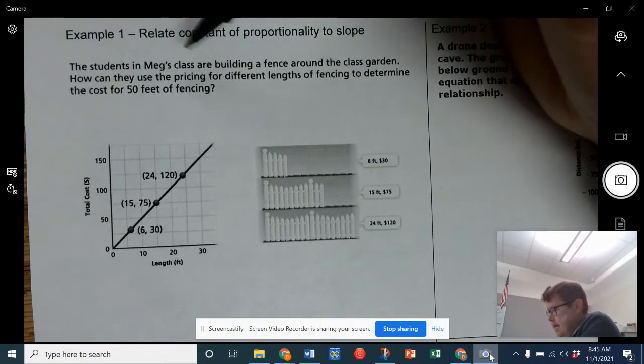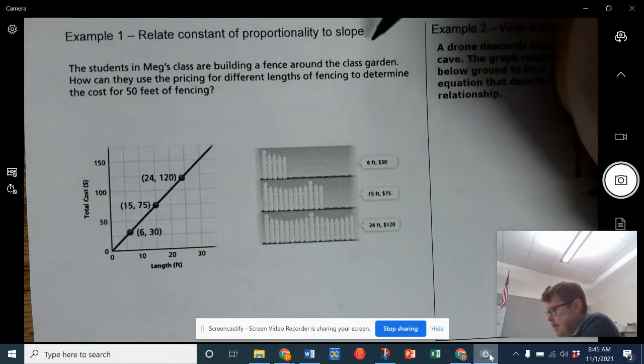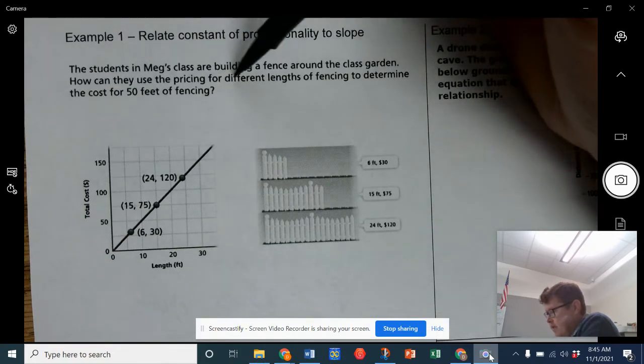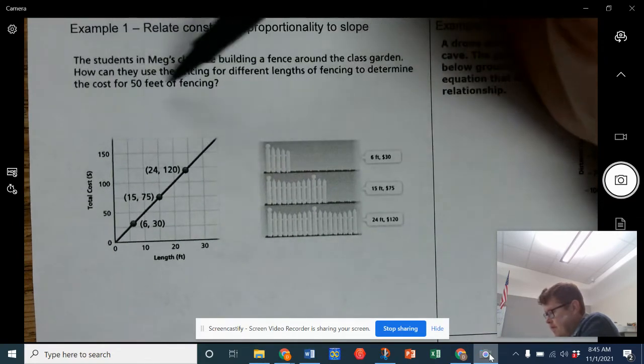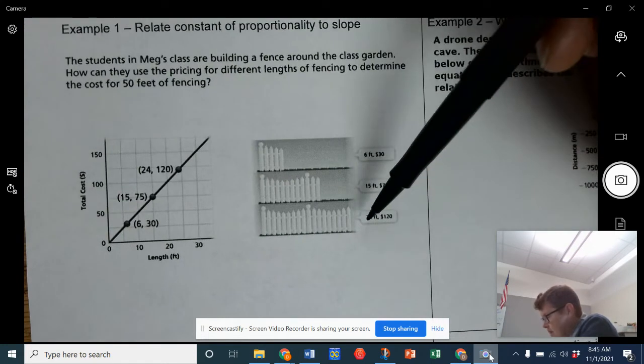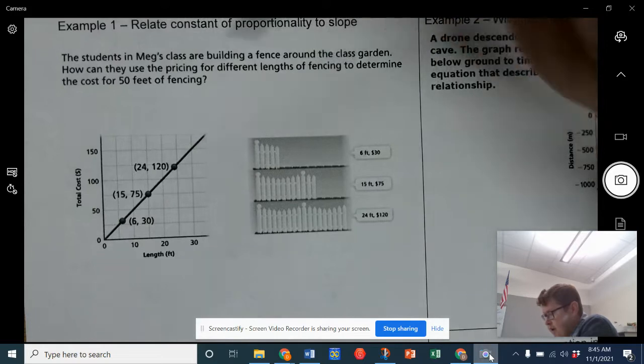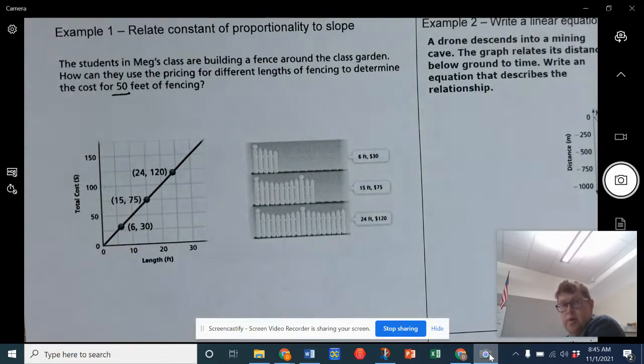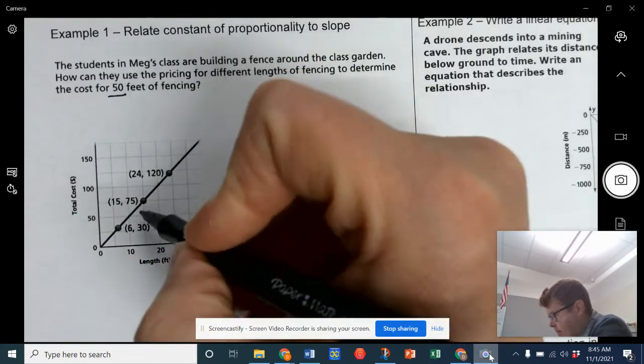So the students in Meg's class are building a fence around the class garden. How can they use the pricing for different lengths of fencing to determine the cost for 50 feet of fencing? So we have 6 feet at $30, 15 feet at 75, and 24 feet at 120. So we have to figure out how much it's going to cost for 50 feet of fencing. We've already got these 3 points graphed right here, and we're going to figure out the rise over run.